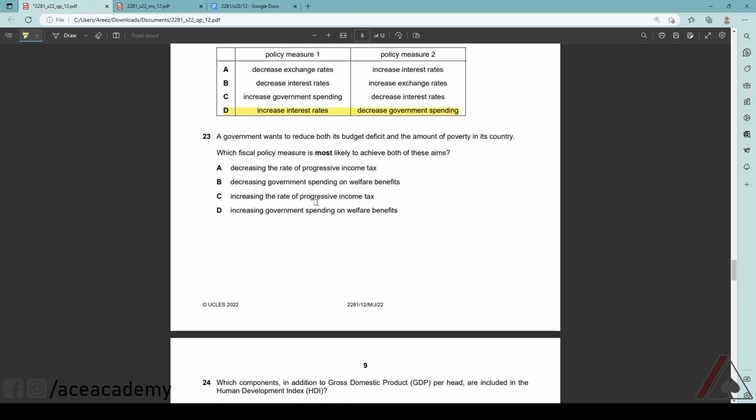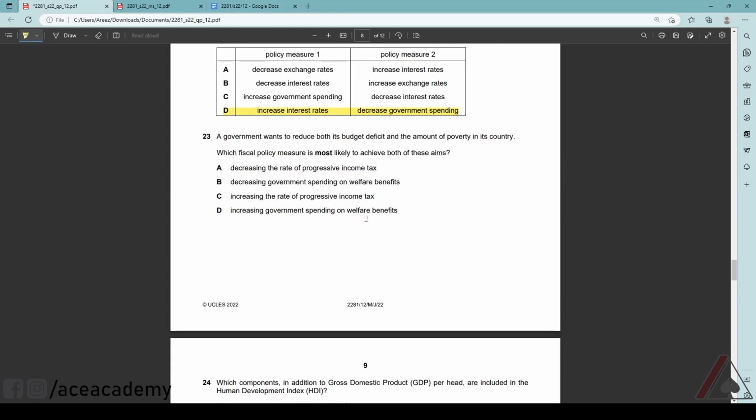C is increasing the rate of progressive income tax. This can be true because if there is an increase in the rate of tax, there's going to be more tax revenues. Therefore, the budget deficit would reduce. Plus, if you reinvest the money that you get from the tax revenue, you could give more welfare benefits to reduce the amount of poverty. Not only that, since it's progressive income tax, the burden would be more on the richer portion of your economy than the poorer. Therefore, the amount of poverty would not deteriorate in that sense. So C can be your answer.